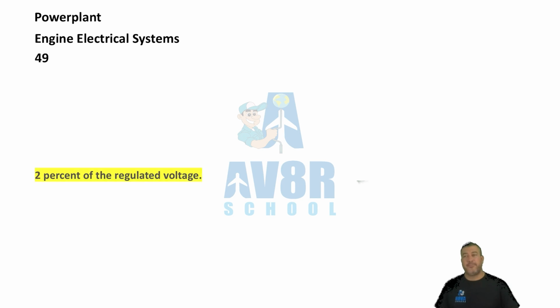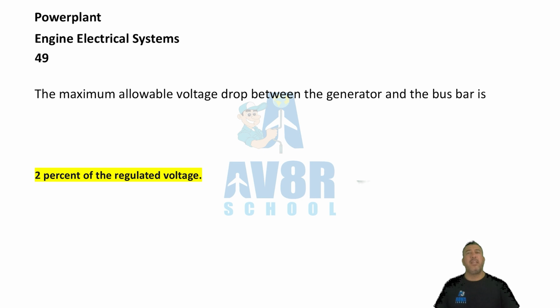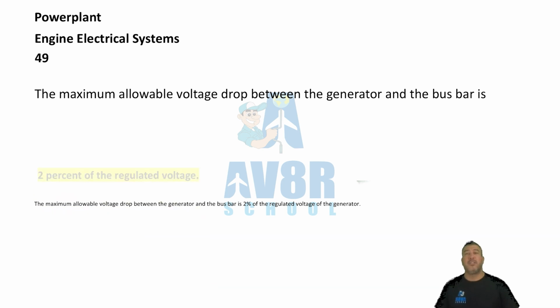Number 49. 2% of the regulated voltage. The maximum allowable voltage drop between the generator and the bus bar is 2% of the regulated voltage.